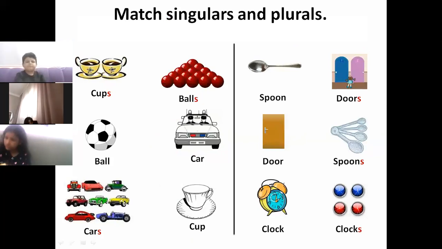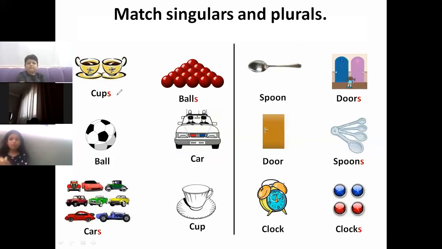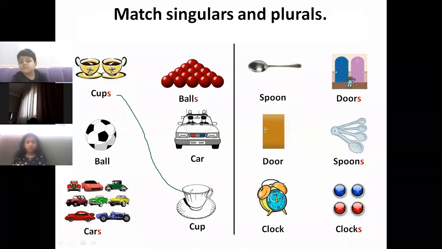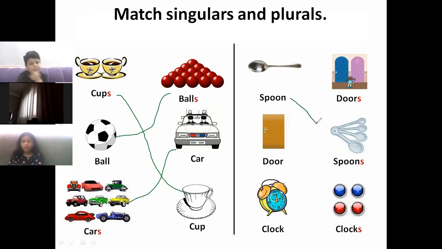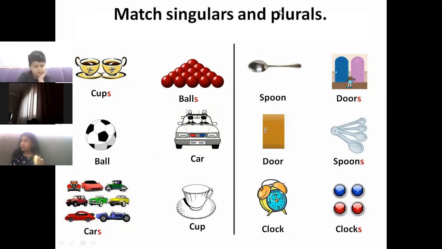Okay, now let's match the pictures. Cups, what is the singular of cups? If we have only one cup, it's the singular. Ball, balls; car, cars; spoon, spoons; door, doors; clock, clocks.